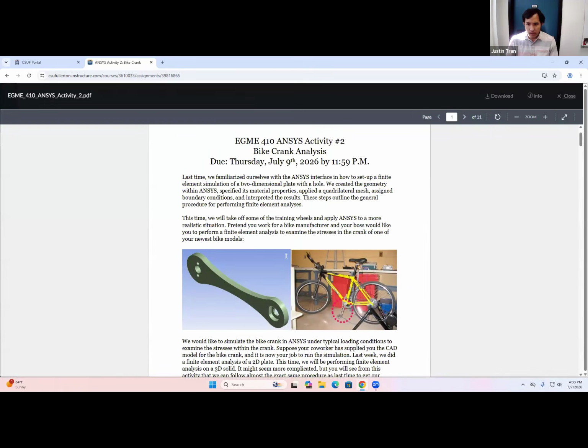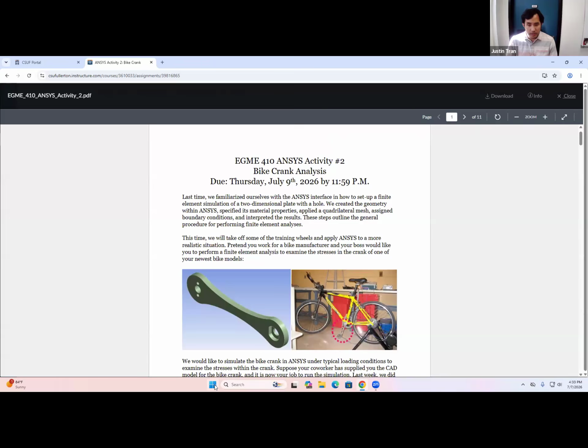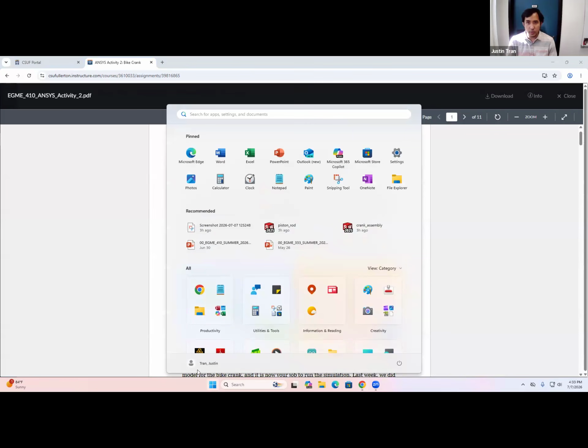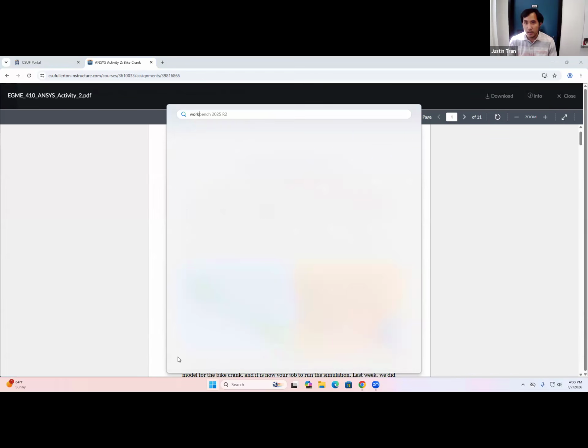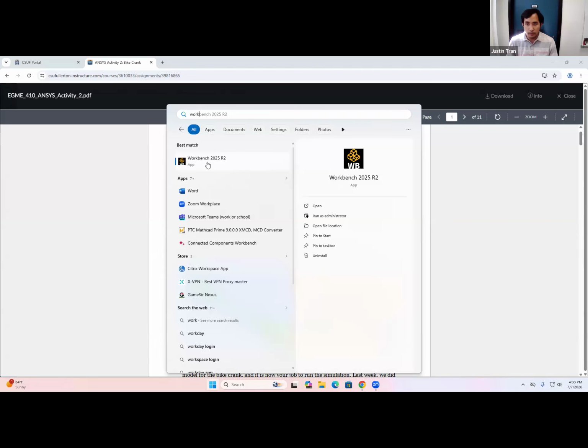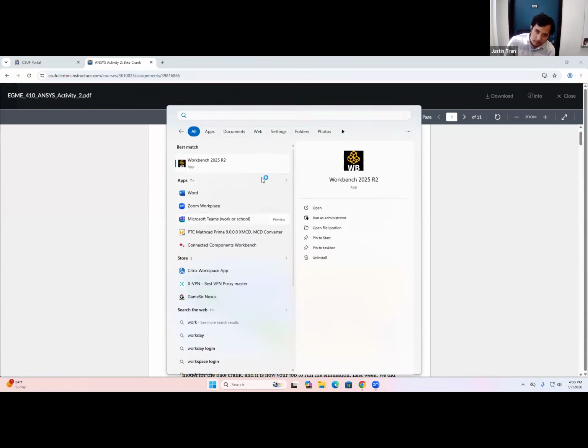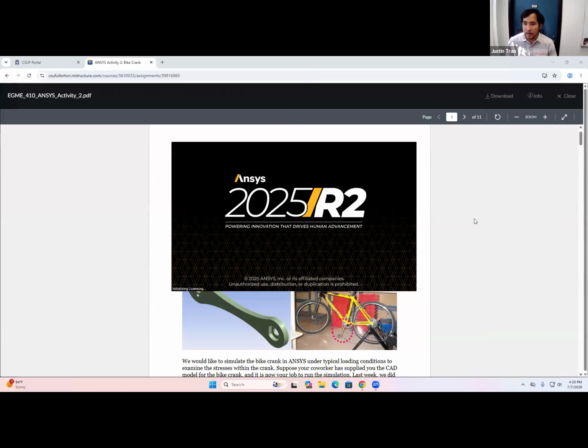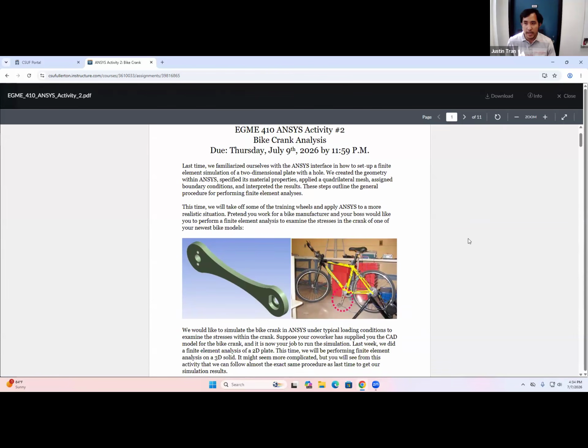Before I start talking about this, let's launch Workbench, because we know it takes a while to open up. The version I have here on the podium is 2025 R2, but if you're working from home, you'll probably have 2026 R1. For this activity, they're going to be the same. I'll launch that, and then let's talk about the context for this activity.